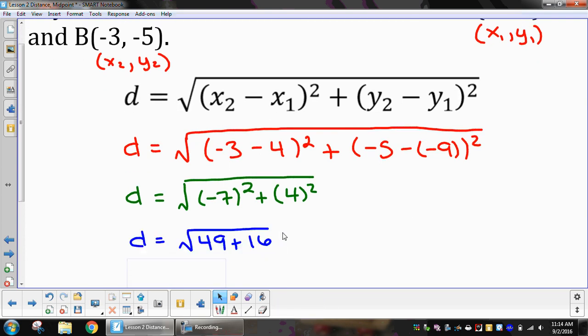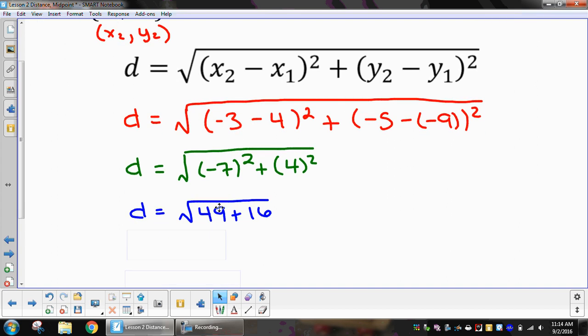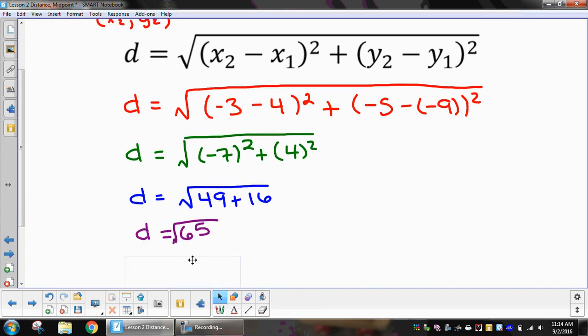Simplify. Now I square, making sure that -7 squared gives me +49. And I get that the distance between A and B, or the length of segment AB, is close to 8.1.